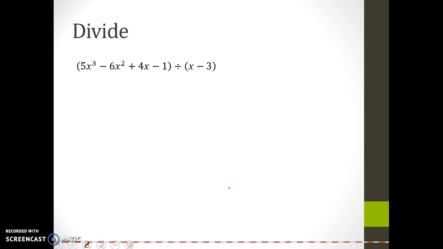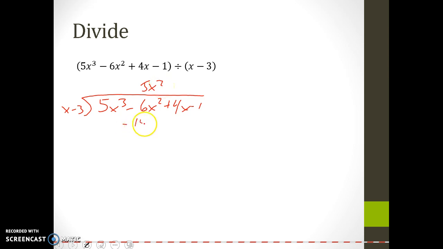We have this equation, which is 5x to the third minus 6x squared plus 4x minus 1. And we're going to divide that by x minus 3. So I'm going to start by asking myself, what do I multiply x by to get 5x to the third? And that is 5x squared. So 5x squared times negative 3 is negative 15x squared. 5x squared times x is 5x to the third.